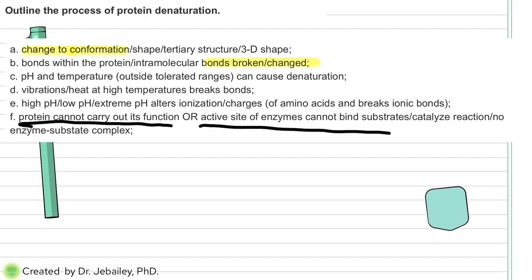Next, it's breaking bonds. Next, mention the pH and the temperature. Explain how these two work. First, the temperature: it has to do with high temperature. For pH, you can talk about being high or low. What does it do? It changes the charges of the amino acids, so breaking the ionic bonds.